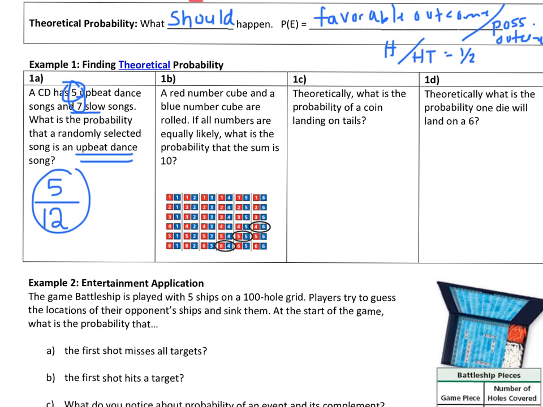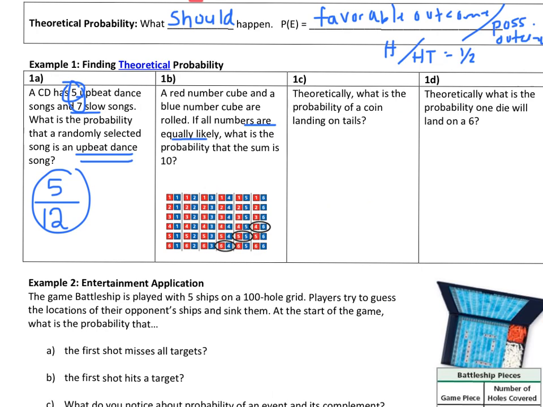On 1B, we have 2 number cubes we're going to roll at the same time. One of them's red, one of them's blue. It's a fair number cube. That's what it means by all numbers are equally likely. It's not a lopsided or odd-shaped cube. We want the probability that the sum of the 2 numbers is 10.